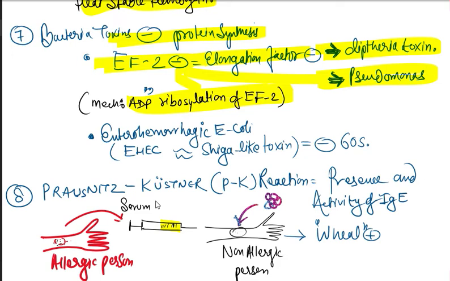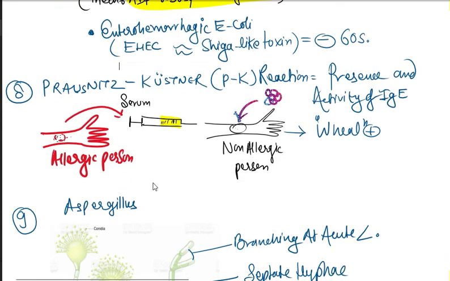Okay, so diphtheria toxin and Pseudomonas toxin, both of their working mode is very similar. Now what about the enterohemorrhagic E. coli, EHEC? This toxin is almost the same as Shiga-like toxin. That's inhibition of 60S.